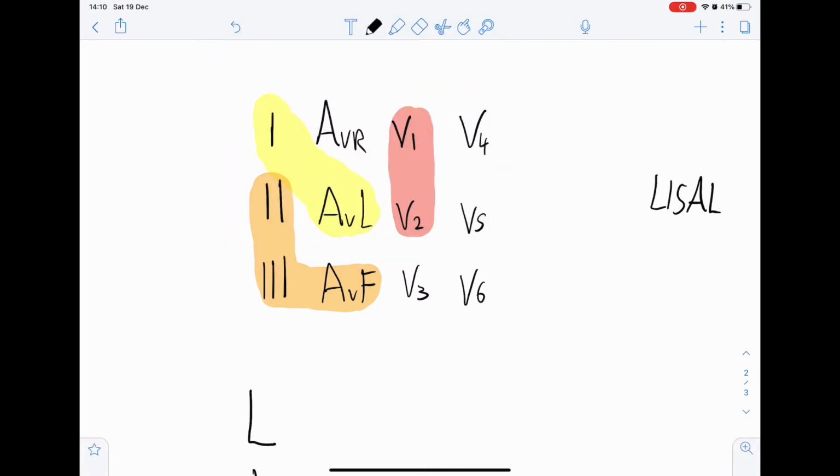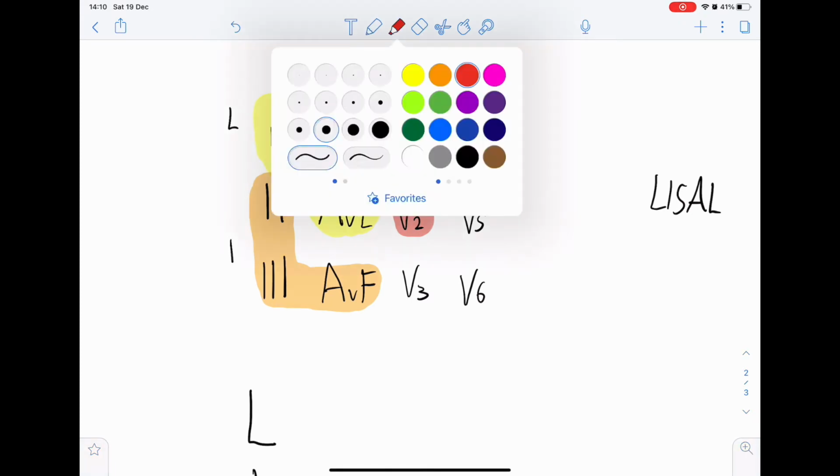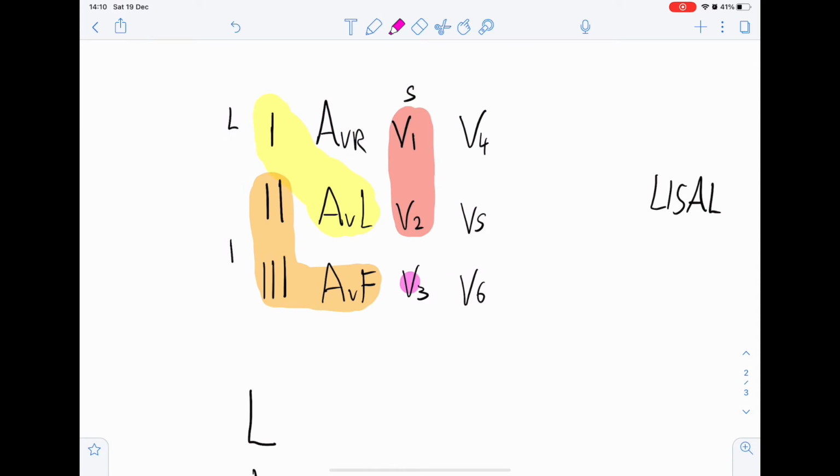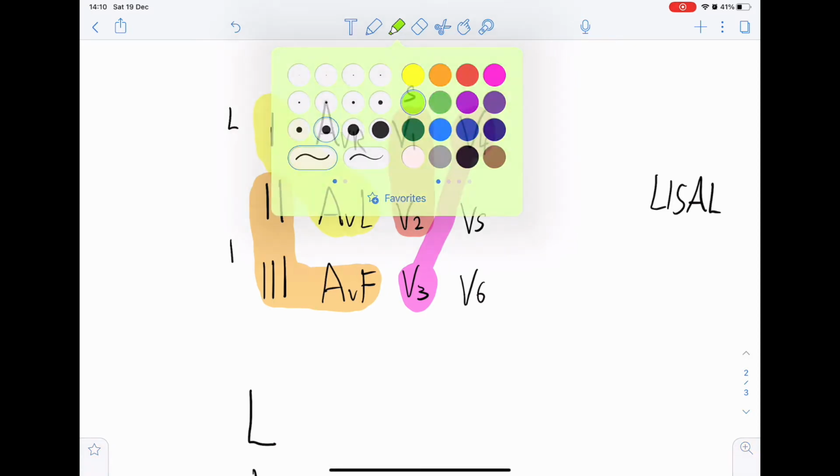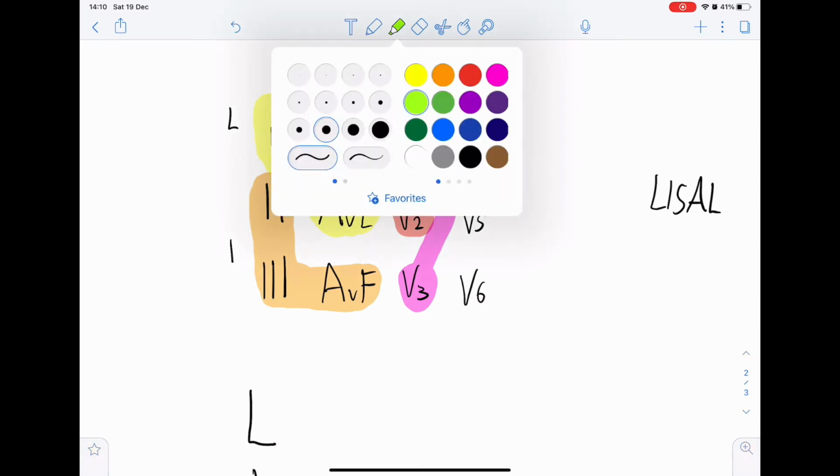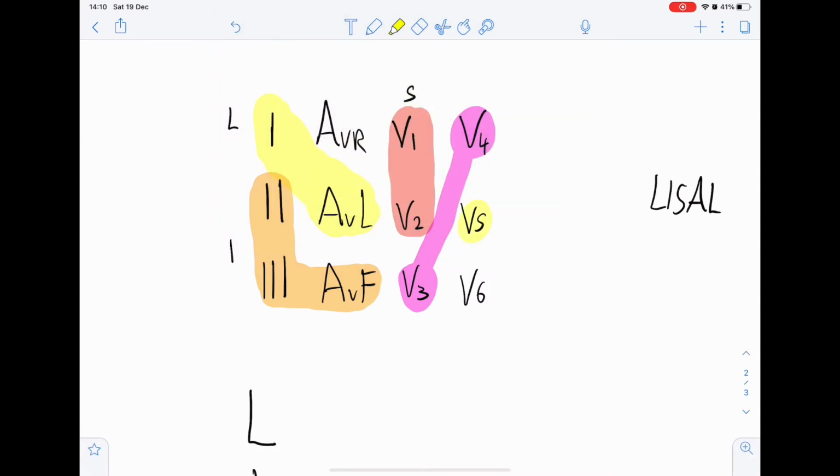L-I-S. We need our A, and as I said, 3 and 4 will be a pair, so let's do that in pink. There we go. And then finally we have our 5 and 6 as a pair. I'm doing this in yellow because our anagram, the mnemonic is Lisa L, or Lysol. L is just the same thing, so both of those are L, if that makes sense.